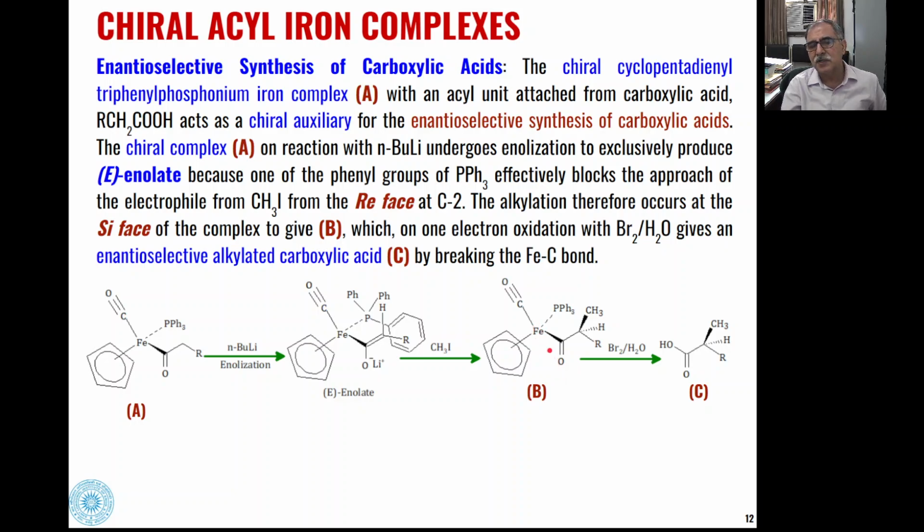And these complexes, for further removal of iron, are reacted with bromine water. So in the presence of bromine and water, they are converted into optically active alpha alkylated carboxylic acids as the product. And here also the products can be synthesized with a high degree of enantiomeric purity.